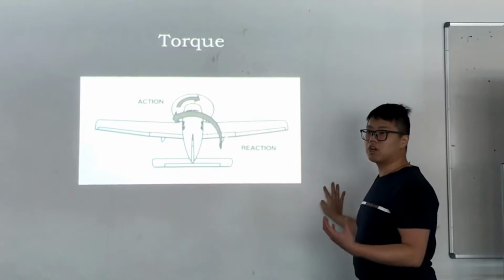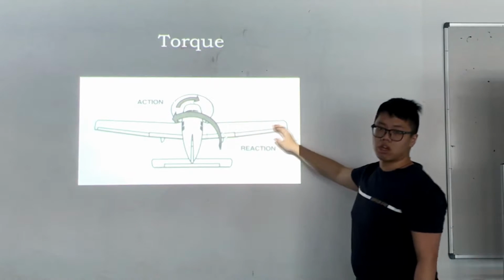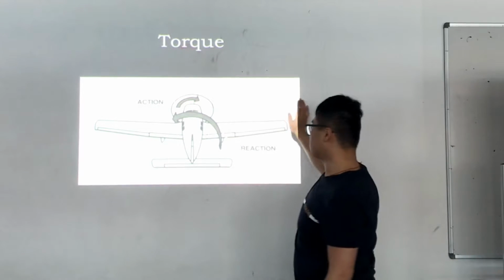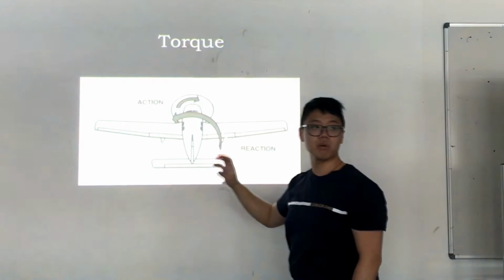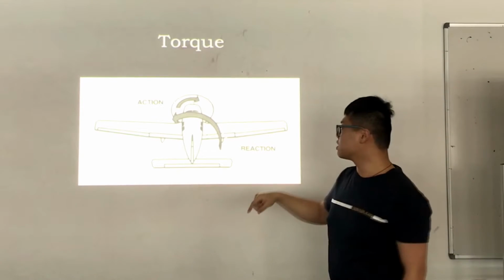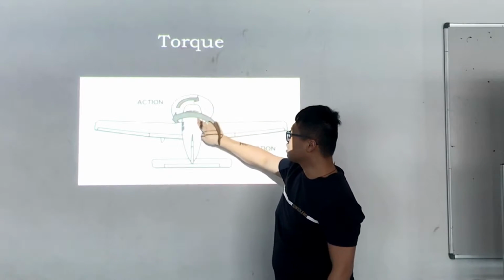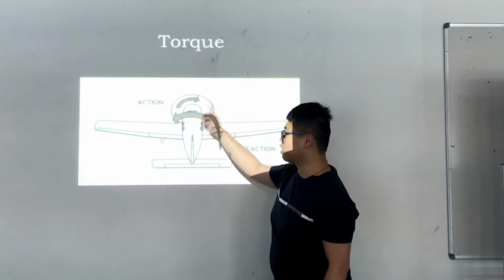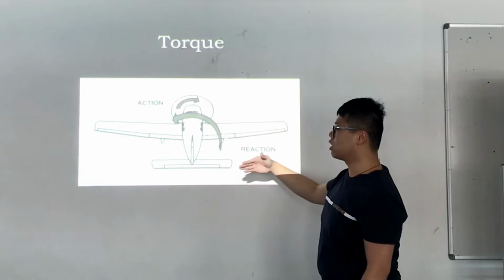Next one is about torque. Because the engine gives power to the propeller, refer to Newton's law of reaction: if you give a force to an item, it will give a reverse force to another one. So if the engine gives a force for the propeller turning to the right, that means there will be another force turning back anti-clockwise. So the aircraft will roll to the left.